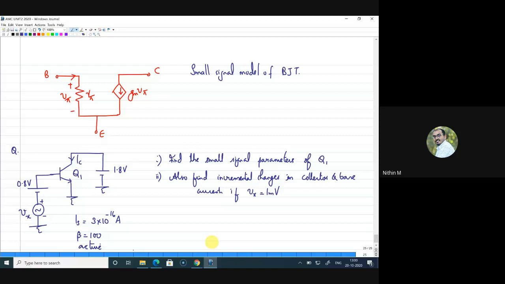Can you guys try this and tell me what the small signal parameters are? Small signal parameters can be extracted based on the model we discussed, right? I can give you some time and you can try that. Assume temperature is also 300 Kelvin. Based on that you can find the small signal parameter values.